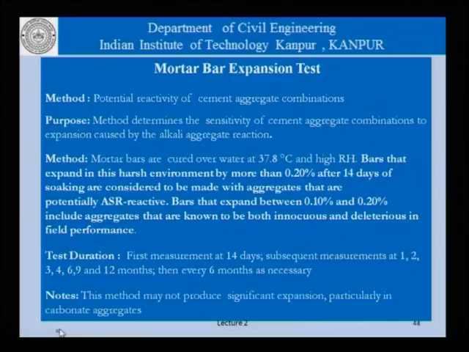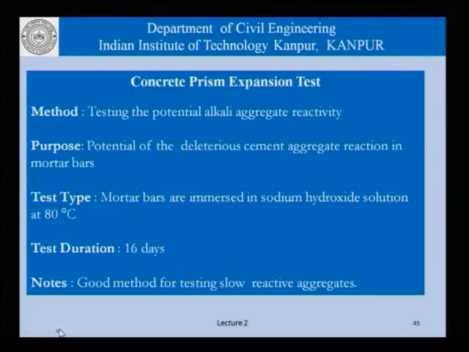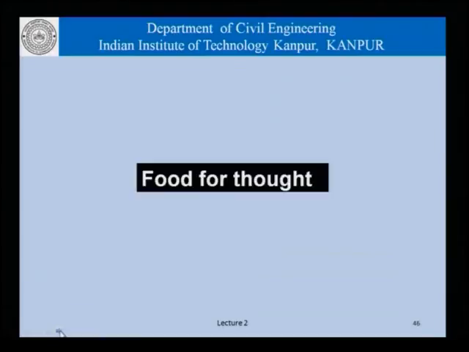The test duration in this case ranges from 14 days, and subsequent measurements are often taken at 1, 2, 3, 4, 6, 9 or 12 months and so on. Concrete prism test includes using concrete prisms instead of mortar samples, and the test duration as far as the standard test method is concerned is 16 days.